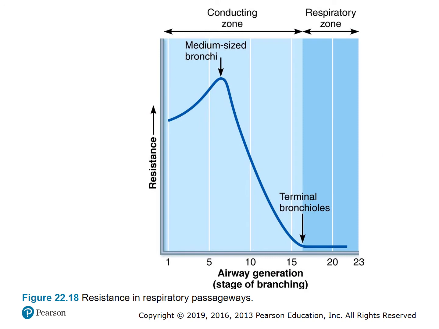Figure 22.18, resistance in respiratory passageways. There's the conducting zone and the respiratory zone. That's shown on the x-axis, which is airway generation, or stage of branching, and resistance to flow is on the y-axis. You can see that the highest resistance to flow is found in the medium-sized bronchi, and it decreases as we reach the terminal bronchioles.